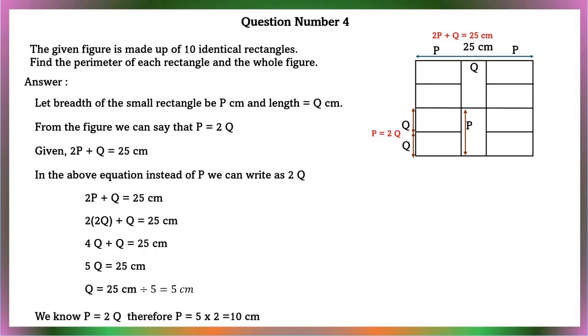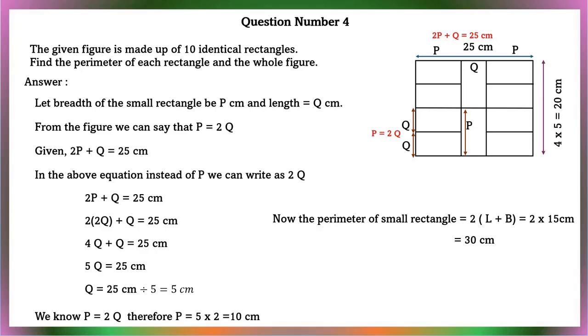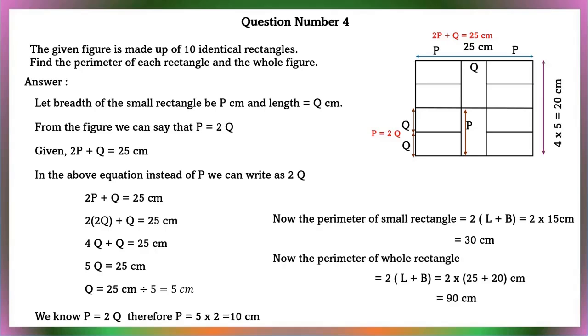And we know that p is equal to 2q. Therefore, p is equal to 10 centimeters. Now, the perimeter of the smaller rectangle is equal to 30 centimeters. Now, the perimeter of the whole rectangle is equal to 90 centimeters.